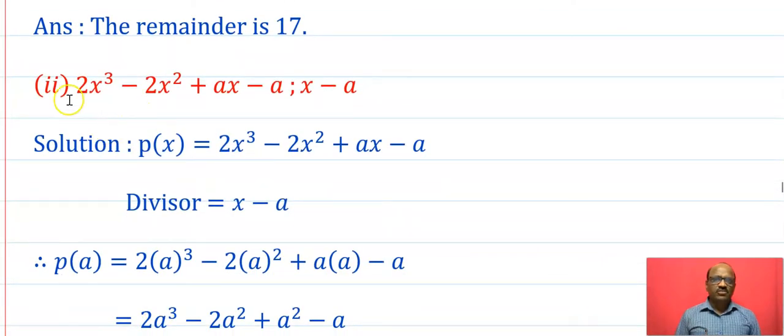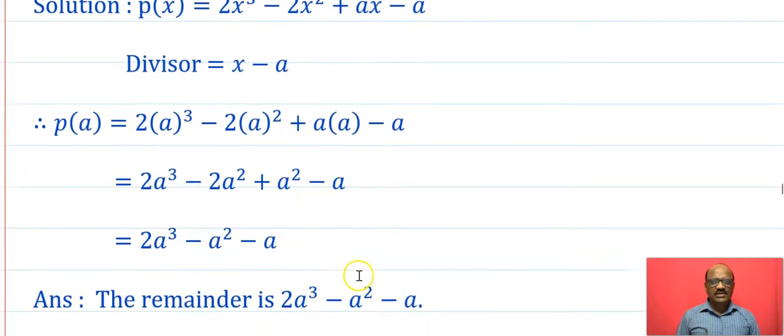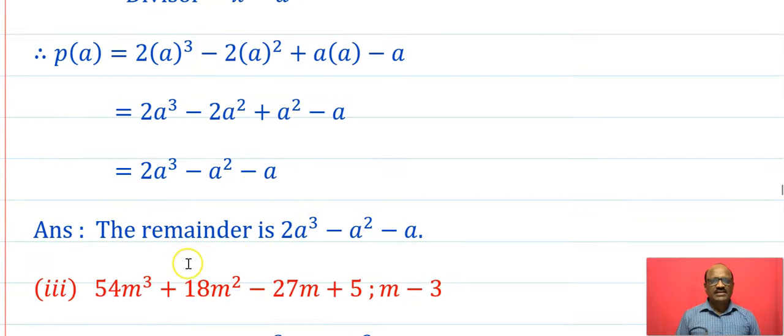Now the next polynomial is 2x cube minus 2x square plus ax minus a, and the divisor is x minus a. Therefore we write this whole polynomial, p of x is equal to 2x cube minus 2x square plus ax minus a. Divisor x minus a. Therefore substitute x equal to a. Therefore p of a is equal to 2a cube minus 2a square plus a into a minus a. That is 2a cube minus 2a square plus a square minus a. And therefore the remainder is 2a cube minus a square minus a.